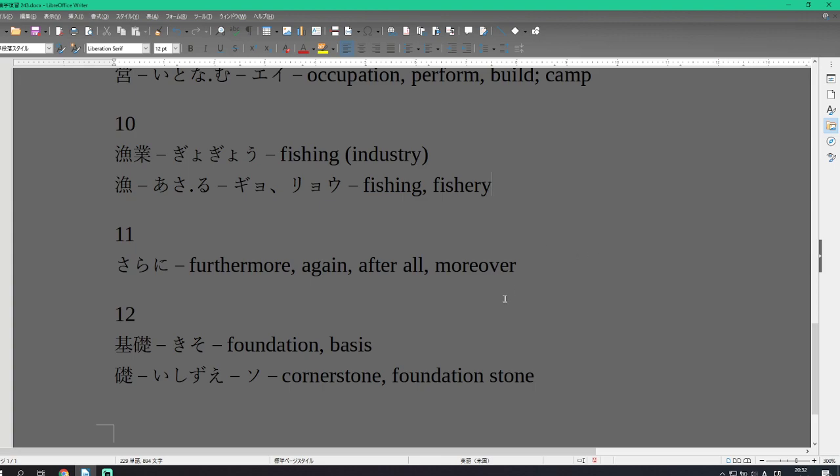Number 12 is sarani. No kanji here. It just means furthermore or moreover. Sarani. You hear this at the end of sentences. People are kind of reminding themselves, yep, that's exactly what it was, or whatever they're trying to say.